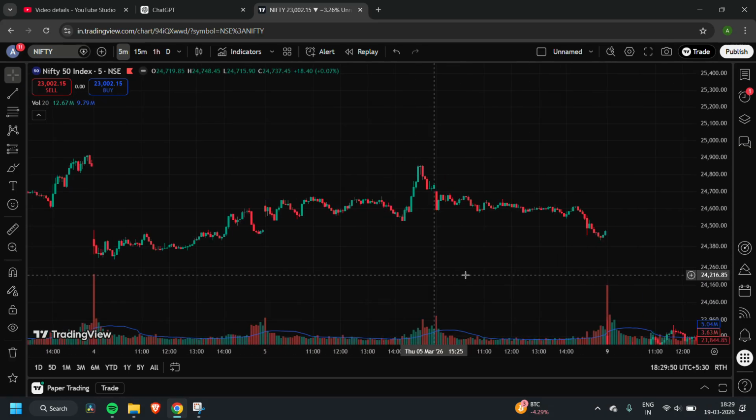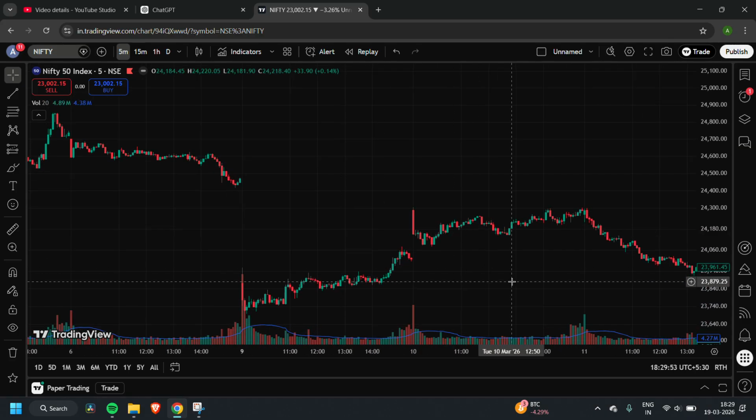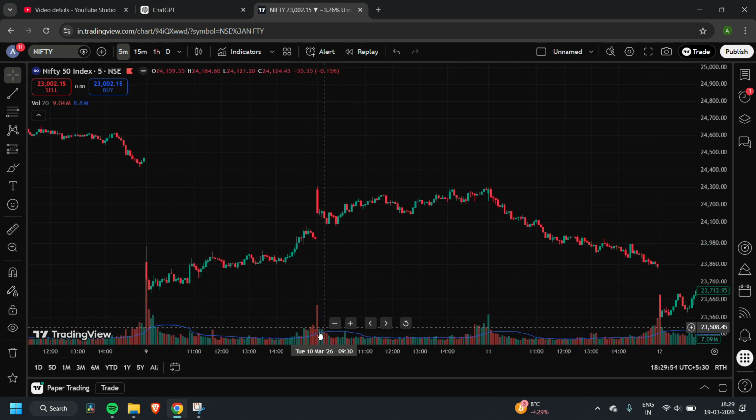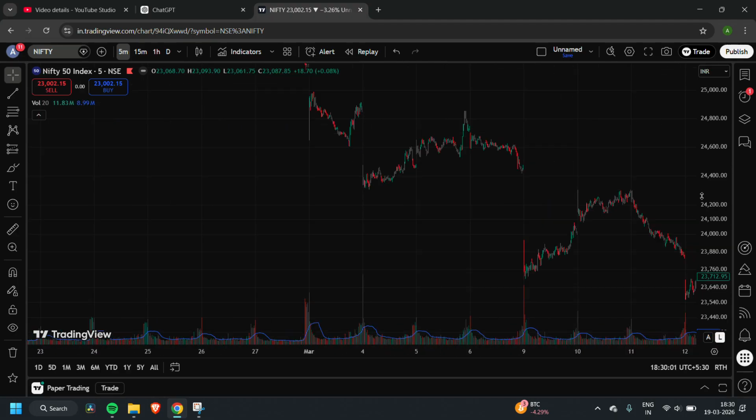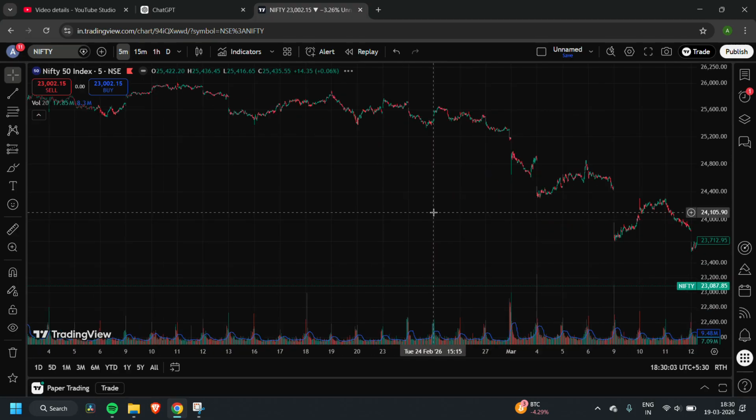You can see that the trend is following, and the volume is always high in the opening of the market and before the closing of the market. So I hope you guys get how to use the volume indicator. I'm trying my best to tell you how you can use this indicator to maximize your profit. So I hope you guys get it.